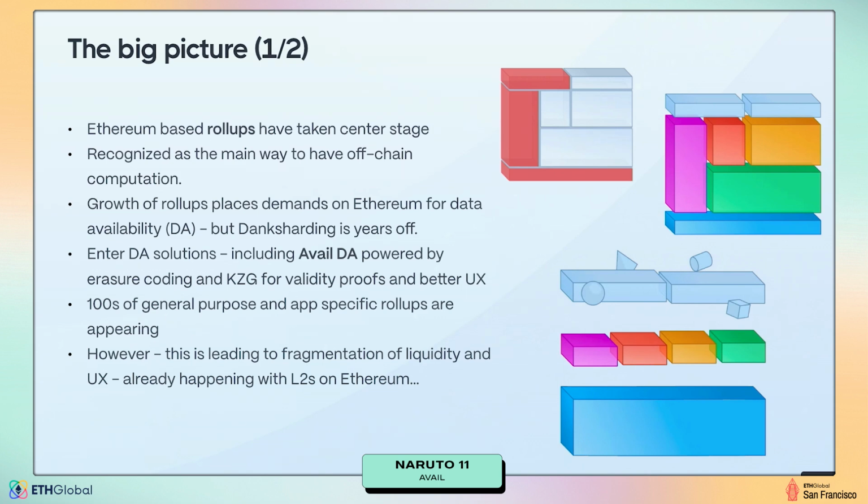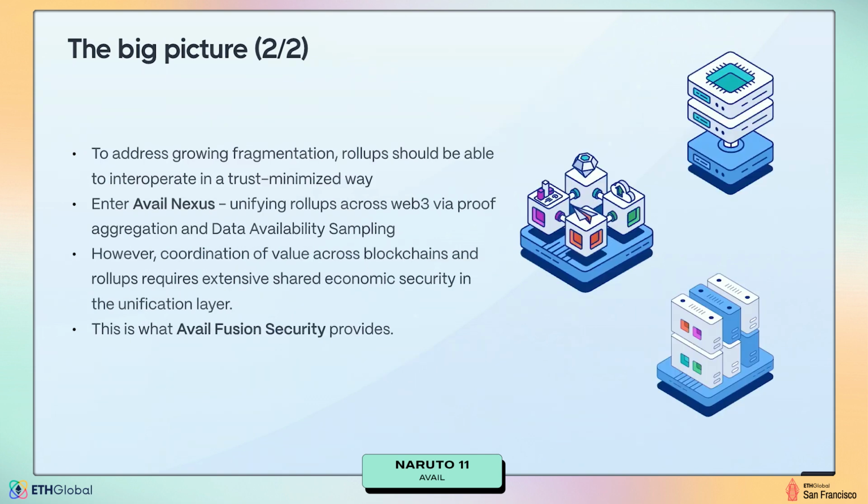What DA solutions do is that AvailD is powered by erasure coding and KZG. We'll go through all of these things, what they really mean, how you can actually do stuff with these, and then what the fragmentation of liquidity and UX is that you keep on seeing with L2s. I'll go through all the details, but this is the basic big picture on what we're trying to achieve here. We have a DA layer, and then from there we have Avail Nexus, which is what unifies the L2 or Web3 ecosystem, and then we have Avail Fusion for macroeconomic security.